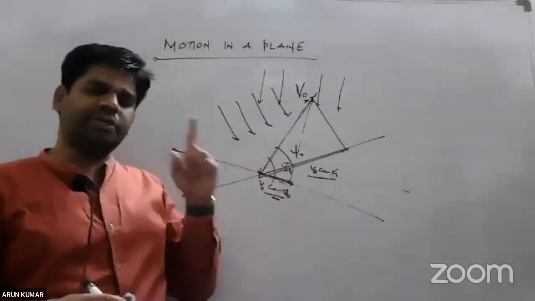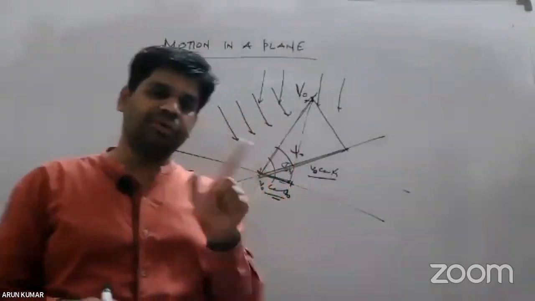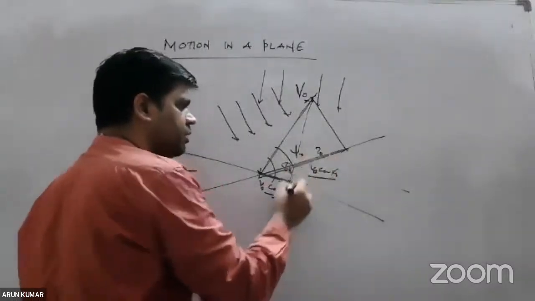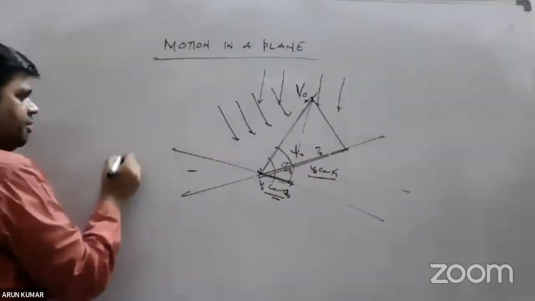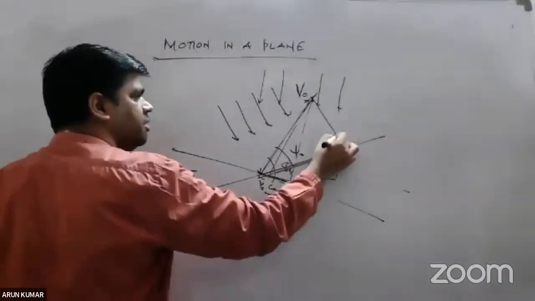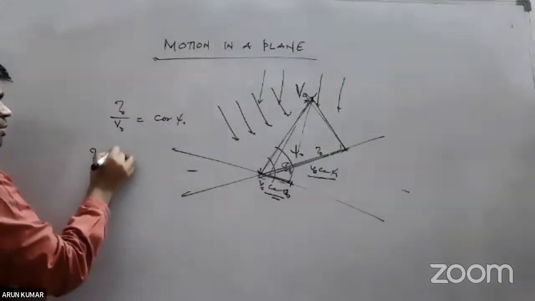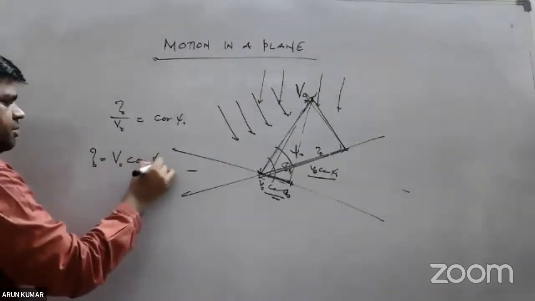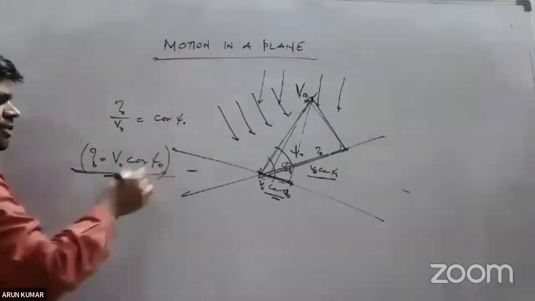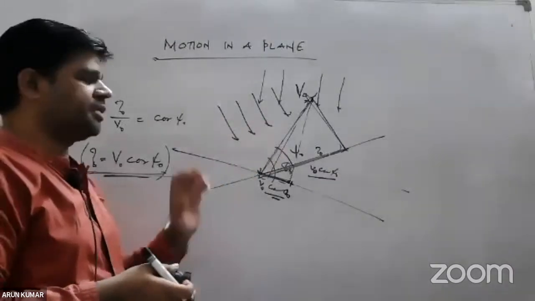So whenever I talk of component, think in terms of shadow. Then how do I get the length of the shadow? Let's say the length is question mark. So question mark by V naught in this right angle triangle is cos psi. So question mark is equal to V naught cos psi. So the length of the shadow is nothing but V naught cos of psi. That's why it's called a cos component: cos of the angle between the line and the vector.